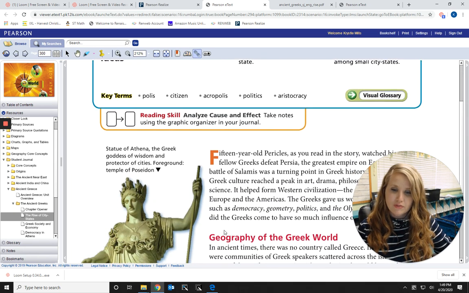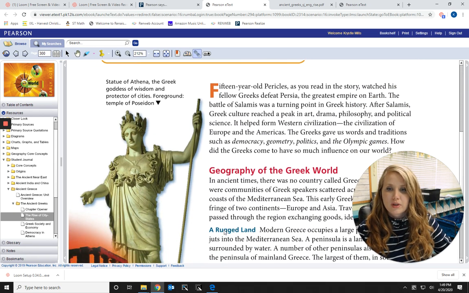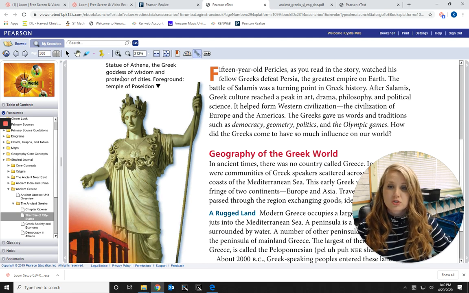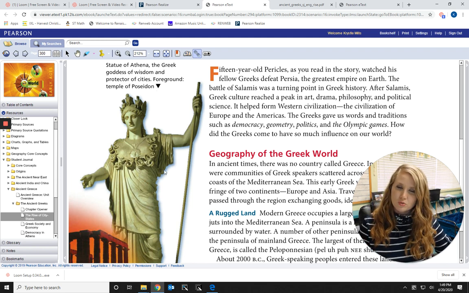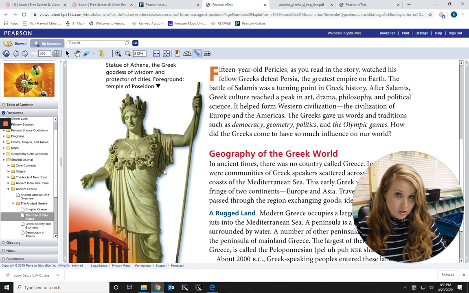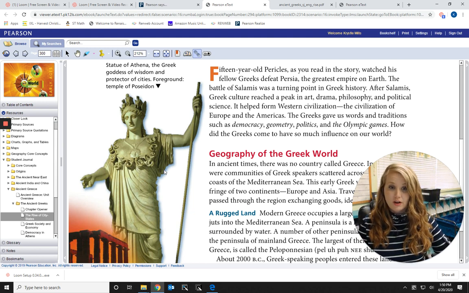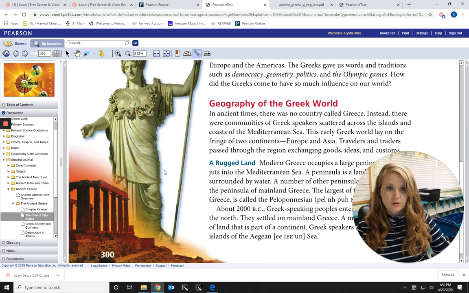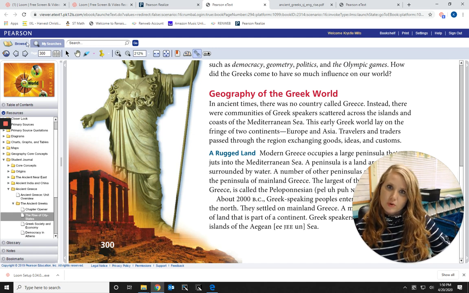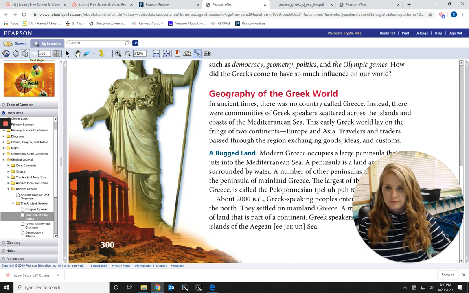All right, so let's see what else we find here on page 300. We could see an image here of the statue of Athena, and by reading the caption, we learn that she's the goddess of wisdom and protector of cities. So that might make us wonder, it doesn't sound like they are worshiping the traditional Judeo-Christian god. They must be worshiping other gods. Geography of the Greek world. We see here this title saying that it's a rugged land. So that might make us wonder, what is that landscape like in Greece? And again, we're not reading anything yet, we're just previewing.